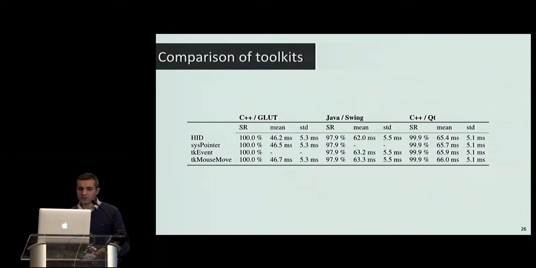So using the method, we compare different toolkits on the same machine. Each time we did 1,000 measures. And results show substantial differences between GLUT and Swing or Hoot in terms of mean latency. For instance, for GLUT, there is 20 milliseconds less latency compared to Java Swing or C++ Hoot. We have comparable standard deviation between the toolkits.